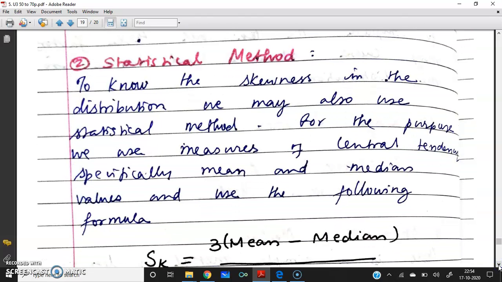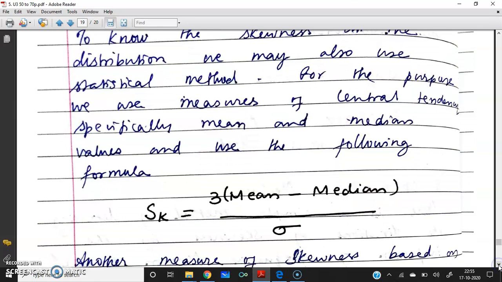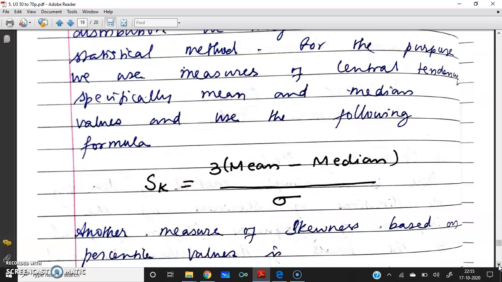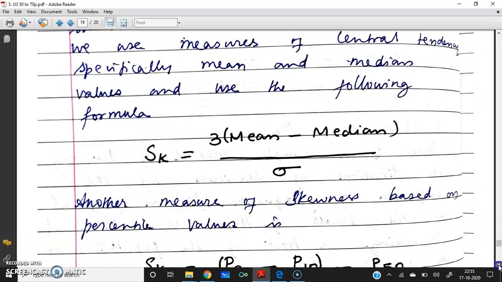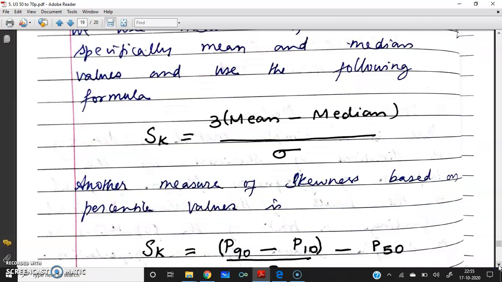Then if you want to measure, you have to use a statistical method. So to know the skewness in the distribution, we may also use statistical method. For the purpose, we use a measure of central tendency, specifically mean and median values. Because using the mean and median values, we can find the skewness. Is the mean higher or is the median higher? That gives an idea. Sk equal to 3 times mean minus median by sigma. So you should remember this formula, 3 times mean minus median by sigma.